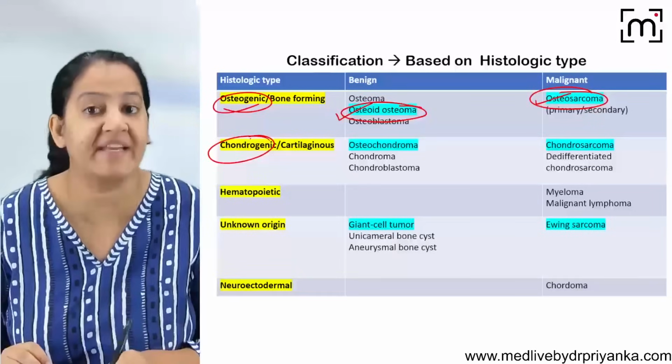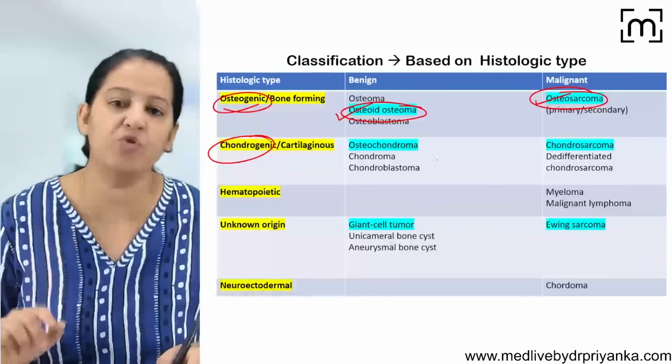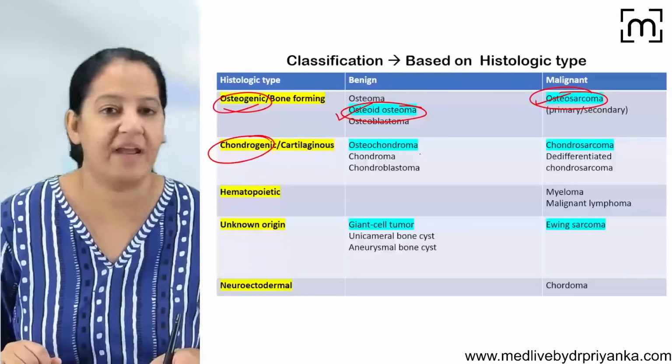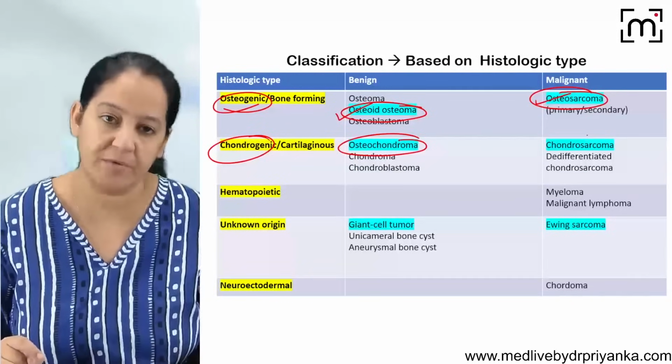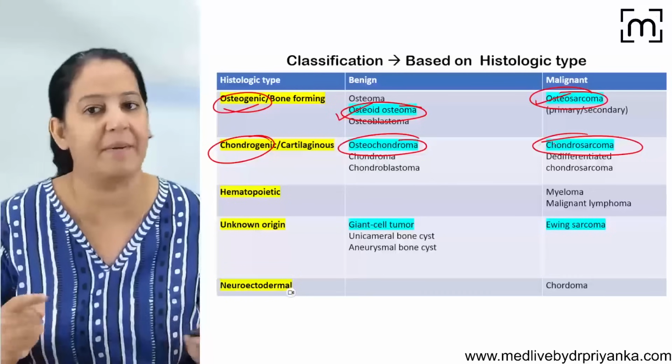Among the chondrogenic category, the cartilaginous category, again we will see 2 tumors in detail, one from the benign, one from the malignant. I will be telling you the detail of osteochondroma from the benign category and chondrosarcoma among the malignant category.